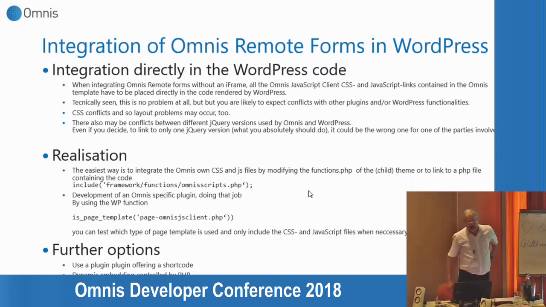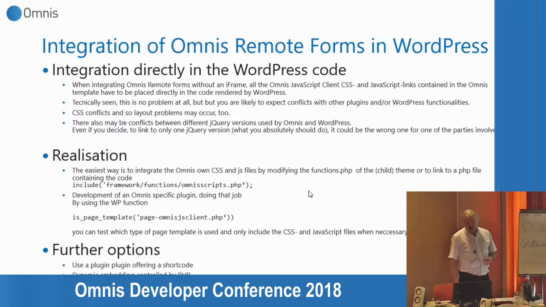Short second message: about integrating an Omnis JavaScript client page into WordPress, not using an iframe but directly integrating it in the WordPress page itself. From a technical point of view it's not a problem at all, but it's kind of risky, or you can have unexpected results in design and behavior. Why?